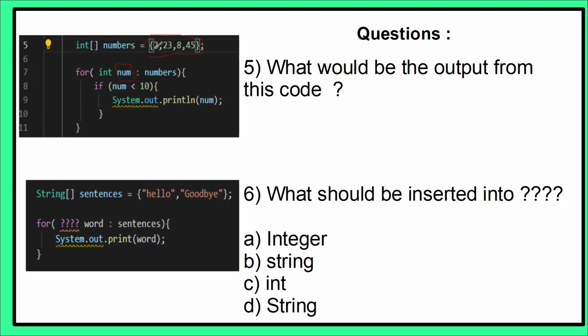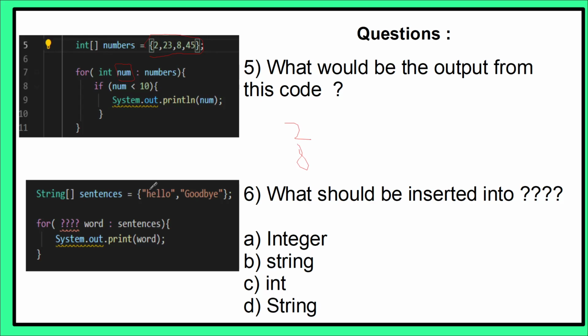So here, which box is less than 10? Well, that's 2 and 8. So 2 will be printed first, and then 8 will be printed on the new line because it's a print line there. So the output will be 2 and 8.